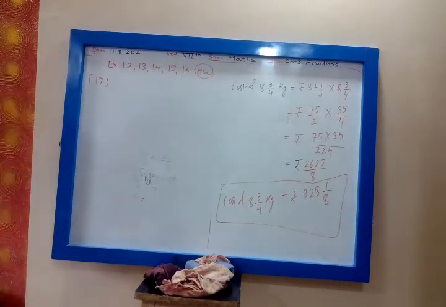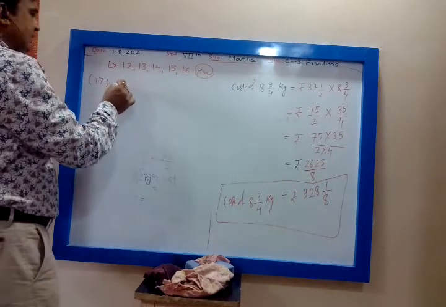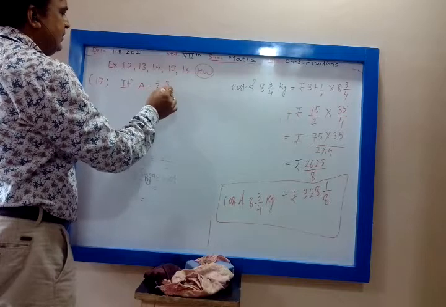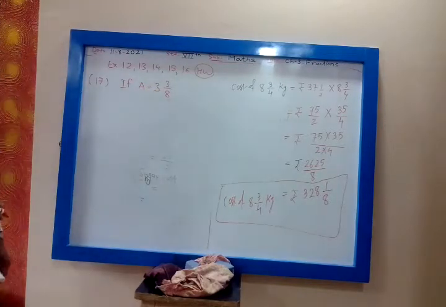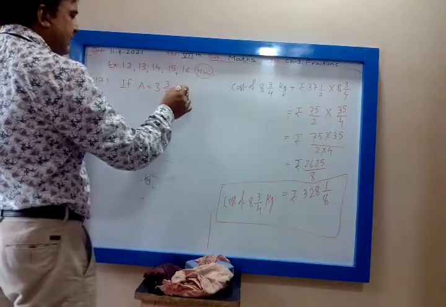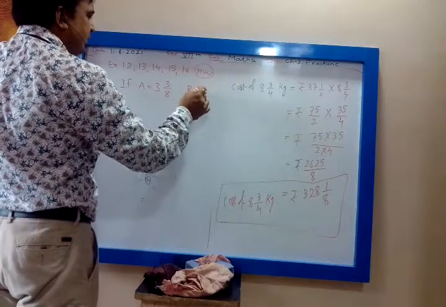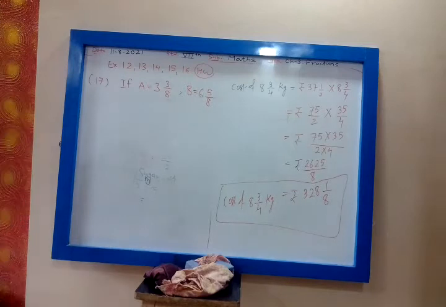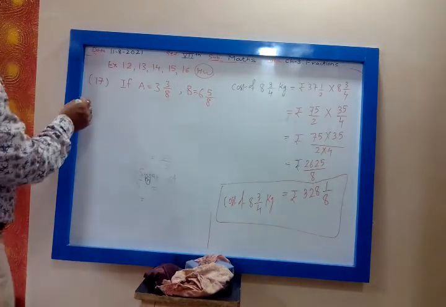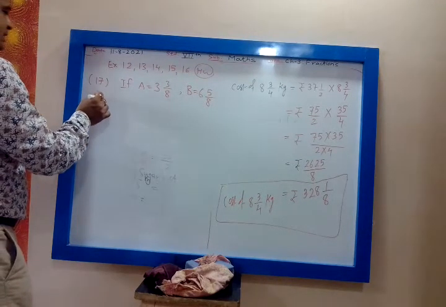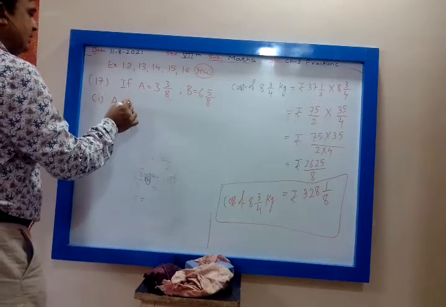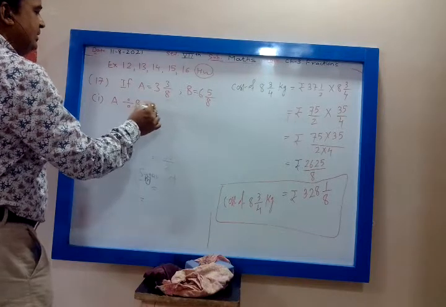17th. If A is 3 and 3 by 8, B is 6 and 5 by 8, find A divided by B. Now find A divided by B. Chalo. How will you find A divided by B?